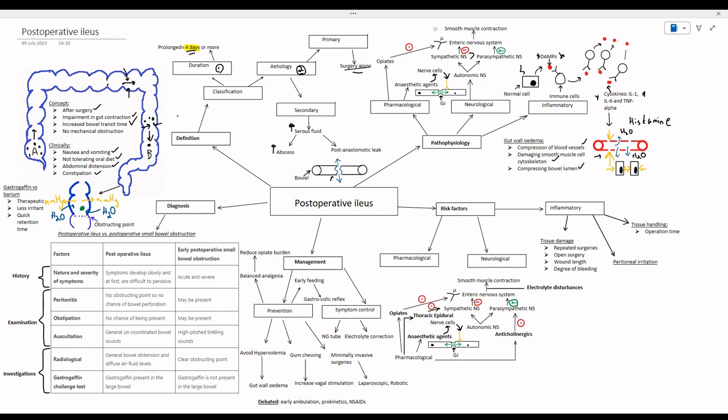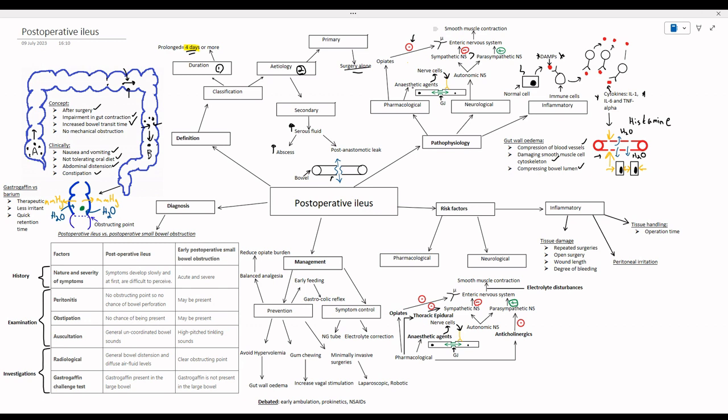Now, the final factor in terms of the underlying pathophysiology refers to pharmacological agents, and they work by affecting the nervous system. So the first and the most obvious one are opiates. Opiates, such as morphine, act on mu receptors within the enteric nervous system, and they exert an inhibitory force, and that's going to cause smooth muscle relaxation, so you're not getting that contraction, so you're not propelling feces through the bowel.